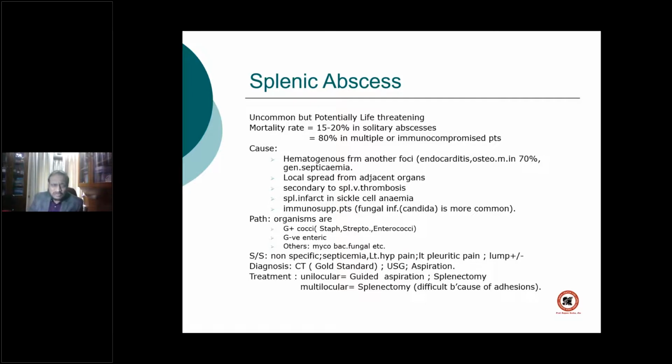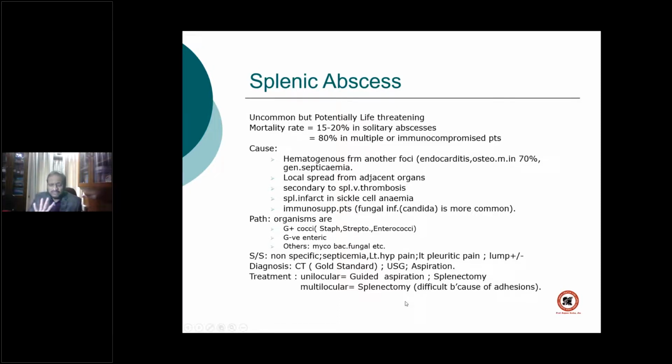Third, splenic vein thrombosis, splenic infarct in sickle cell anemia, or immunosuppressive patients. In all these cases, especially immunosuppressive where fungal infection is more common, candidiasis, but otherwise all these are conditions where the chance of having splenic abscess is much more. What are the organisms? Gram-positive cocci, primarily staph, strepto, entero, and gram-negative bacilli, which are important, and others like for example mycobacterium and fungal. Signs, symptoms, non-specific.